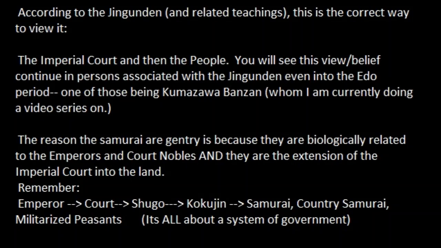It's about the imperial court spreading through the country to maintain order and to serve the needs of the people. The emperor is there to be the emperor of the people. So the emperor has to govern the people. The samurai, the shugo, the kokujin, they're all extensions of the government. 90% non-government, 10% government.